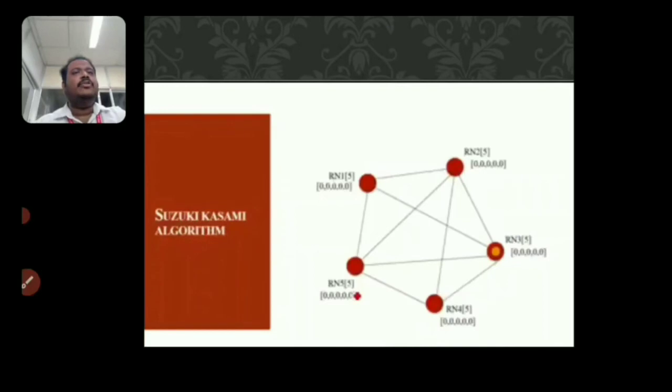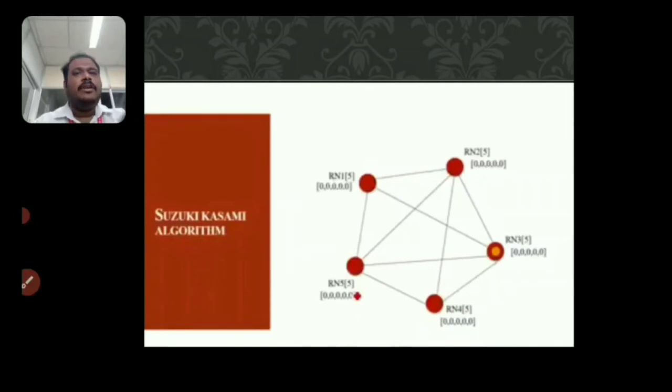Let me explain this with an example. Have a look here, guys. Here we have 5 different sites. Initially no one has requested, so all the sites are marked as 0. Totally how many sites do we have? Rn1, Rn2, Rn3, Rn4 and Rn5. Totally 5 different sites.